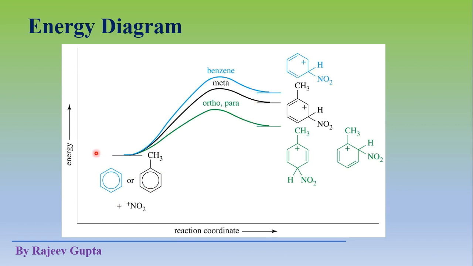So these are the energy profile diagrams for toluene and benzene in the case of ortho, para and meta attack. There is no position in benzene as ortho, meta, para. Ortho, meta, para positions are provided only for substituted aromatics. In benzene there is no ortho, meta, para.